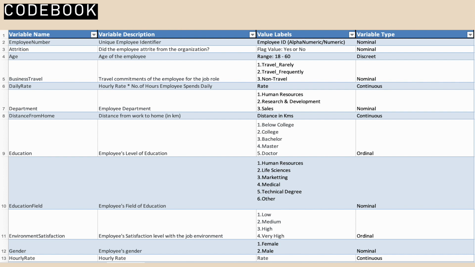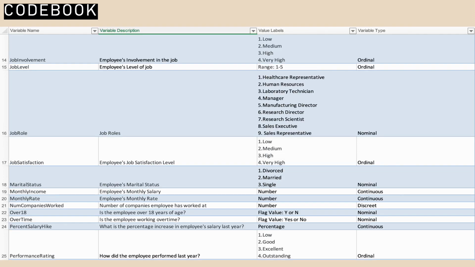Next we have gender, which is the employee's gender. Here we have two values for it: female and male, which is again nominal in nature. Then we have hourly rate, which is a continuous variable type. Next up we have job involvement, job level, job satisfaction, and performance rating, which are based on implicit ranking on a scale that makes them ordinal variable types. We have job role and marital status, which are both nominal. We have monthly income and monthly rate, which are continuous in nature.